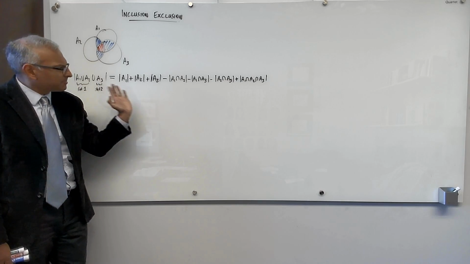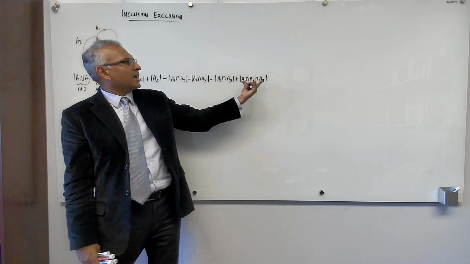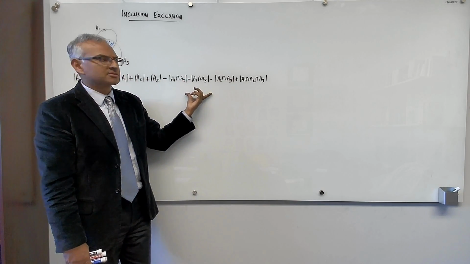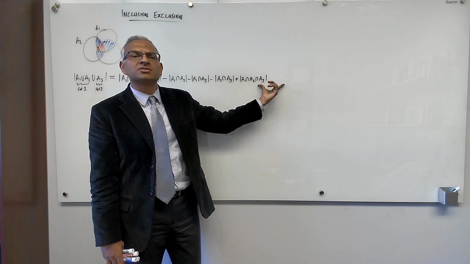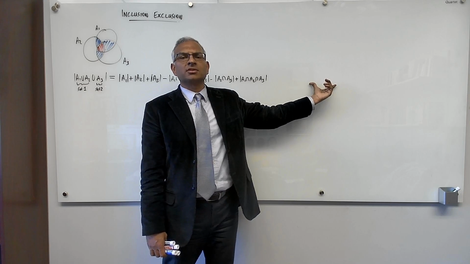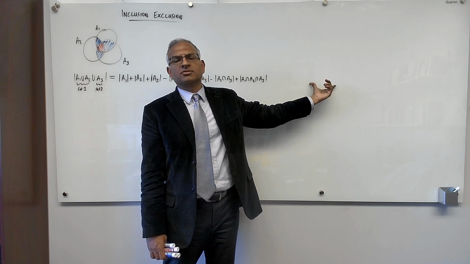Okay. This pattern generalizes. So add the sets, then subtract the 2-way intersections, then add the 3-way intersection. If I had 4 sets, I would add the sets, subtract the 2-way intersections, add the 3-way intersections, and then subtract the 4-way intersection. Okay, and that's the general inclusion-exclusion formula for the size of the union of n sets.